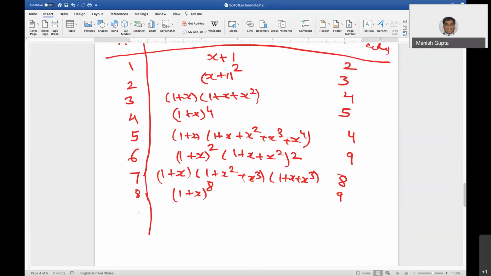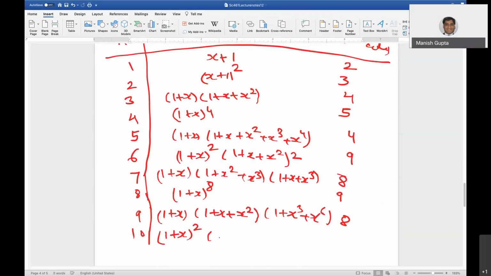Okay, when we have 9, factors are 1 plus x plus x square, 1 plus x cube plus x raised to power 6, and number of cyclic codes are 8. In case of n is equal to 10, it is 1 plus x whole square, 1 plus x square plus x cube plus x raised to power 4 whole square. Number of cyclic codes are 9.